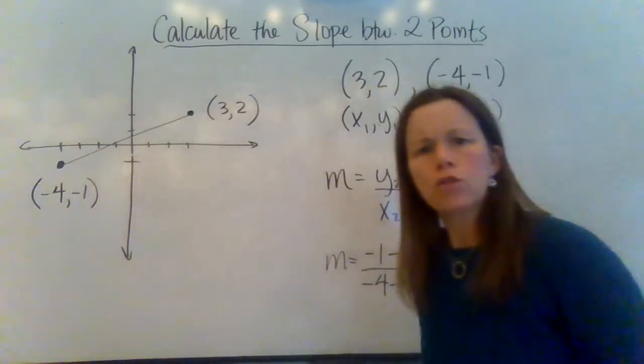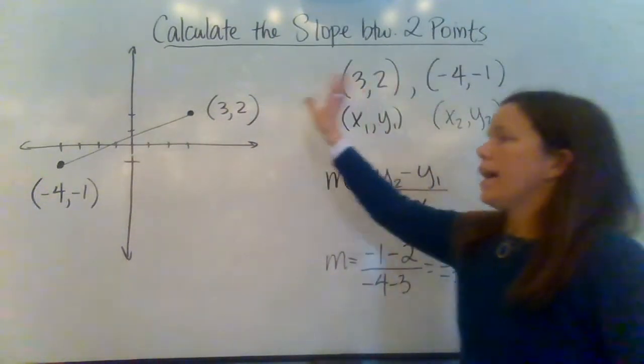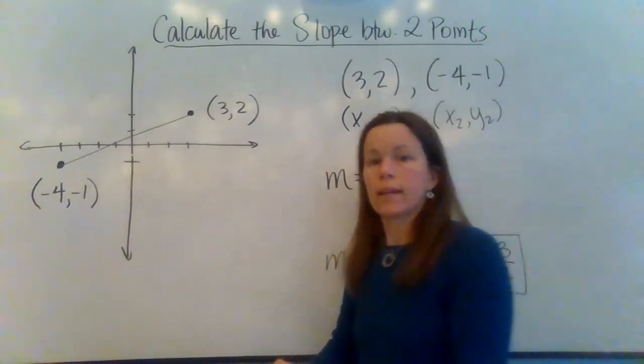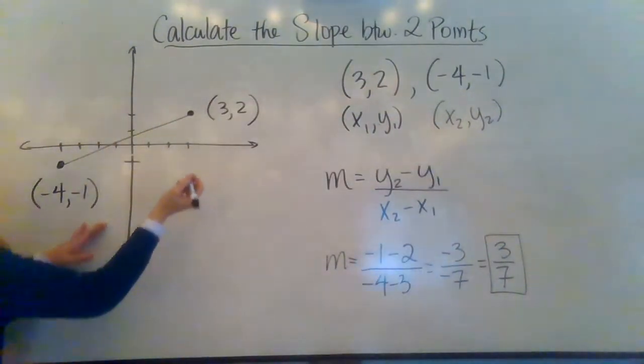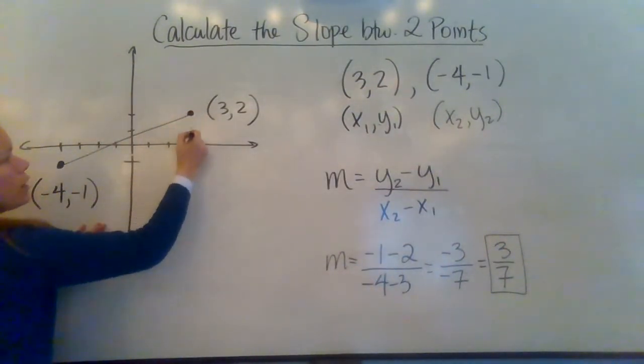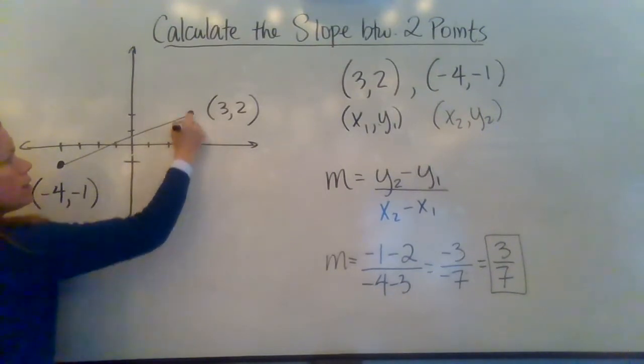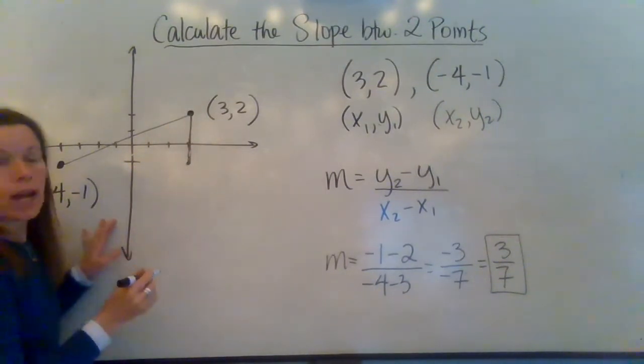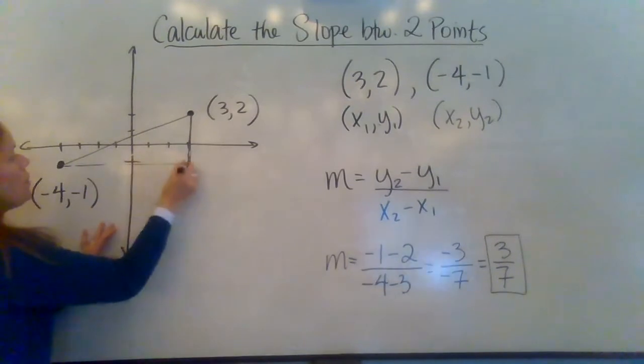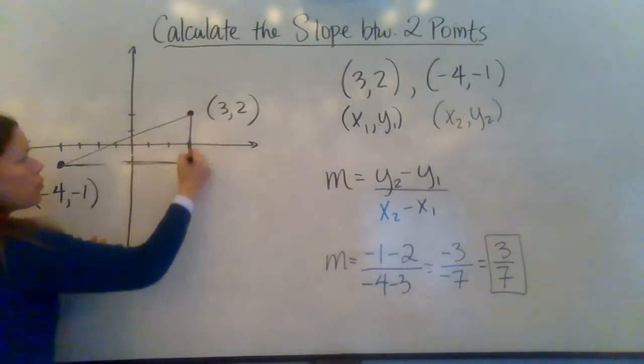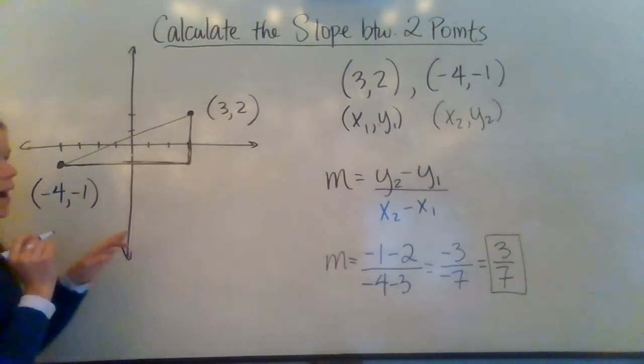So let's do a quick review here. I can graph this if I want to. I can count out slope. I can see that this is 1, 2, 3 vertical steps, right? And 7 horizontal steps, so 3 over 7 on my graph.